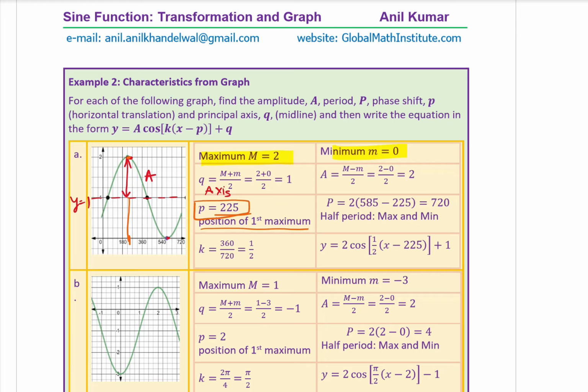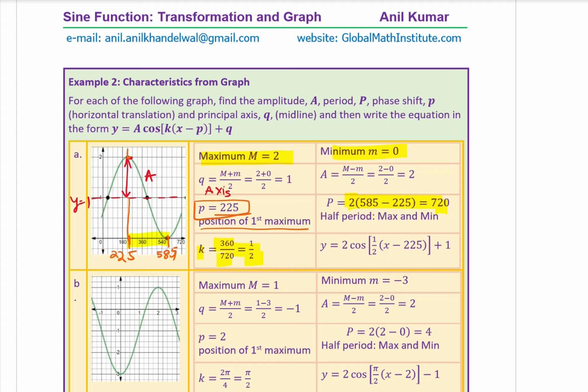Now what is the period? In this particular case, we can very easily read the maximum and the minimum. The two values are at 225 and 585, which is 45 more than 540. Their difference will give us the period. This is only half the period, so we multiply it by 2 to get the period. To find the value of k, 360 divided by the period gives us the value of k as half.